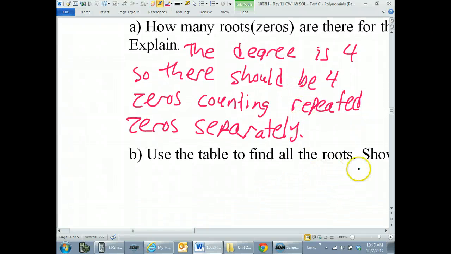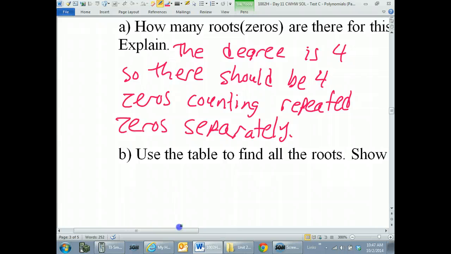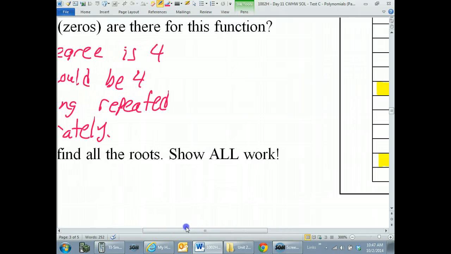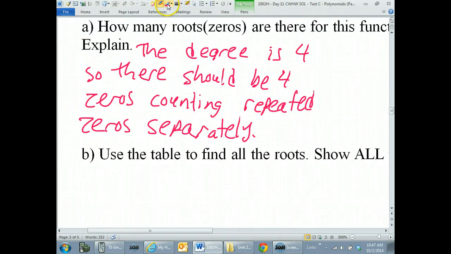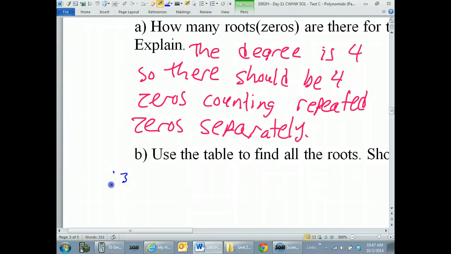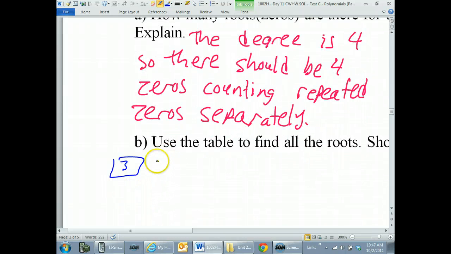Okay, use the table to find all the roots. Show your work. It would be silly to give me one where showing your work was just copying down these 2 zeros. So what am I supposed to do to find the other 2 zeros? Synthetic division. So let's do that right now. What's that first zero at the top of the chart again? 3. All right, so the first zero is 3. Read my coefficients to me: 1, negative 11, 28, negative 94, and 96.